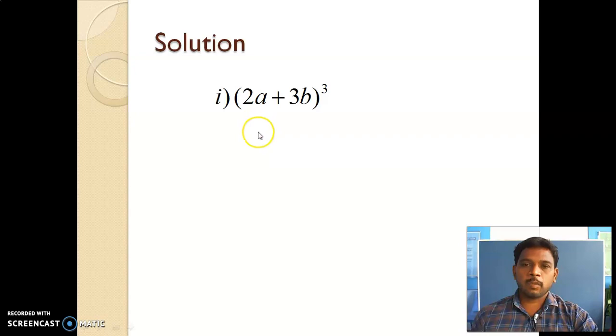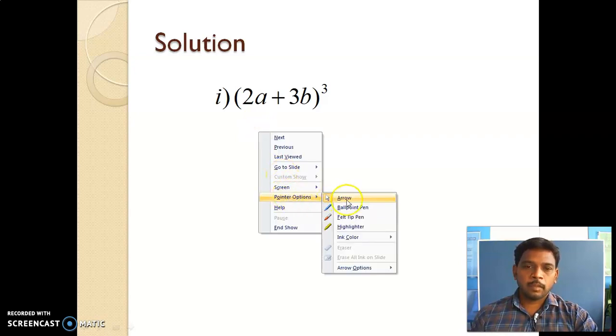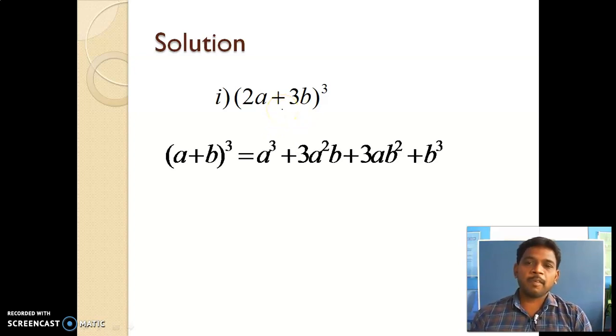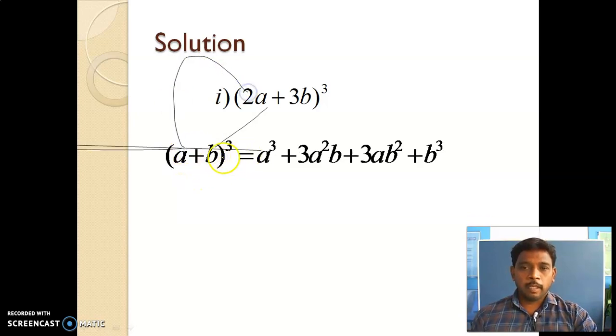Look at the first one: (2a plus 3b) whole cube. Definitely it is the cube formula, that is either (a plus b) or (a minus b). Here plus is there, so definitely it is of the form (a plus b) whole cube equal to the same expression. Now when we compare these two, what is a? a equals 2a and b equals 3b.